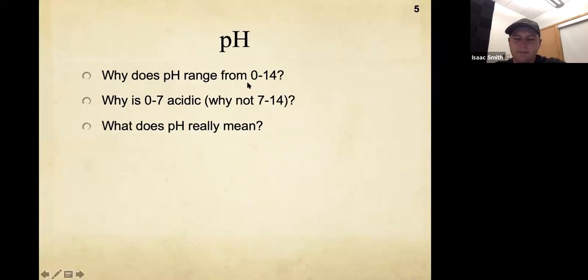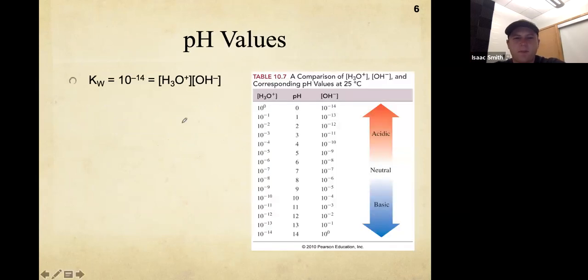Okay, so you might be wondering, like, why is it 0 to 14? It's kind of a weird scale. Why is 0 to 7 acidic? Why is 7 to 14 basic, right? So we're going to talk about the reasoning behind some of these numbers, tie it in, and it should start to make some sense. Okay, so Kw equals 10 to the negative 14, which we talked about.